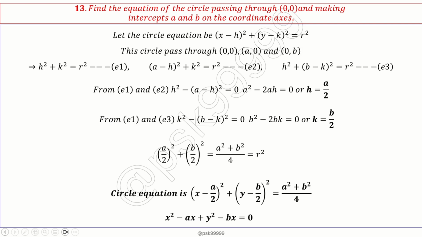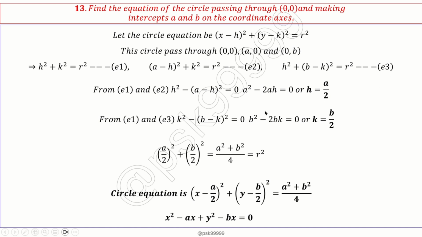So let's solve it. The circle equation is this one, the general equation. It is passing through all these three points. So I have h square plus k square equal to r square. This is my first equation. (a minus h) whole square plus k square equal to r square. This is the second equation. h square plus (b minus k) whole square equal to r square. This is my third equation.